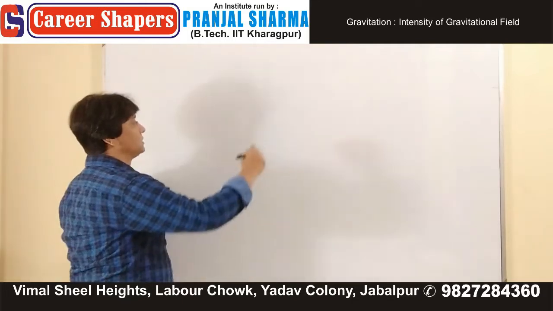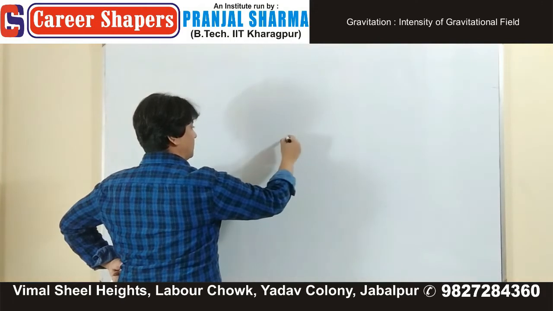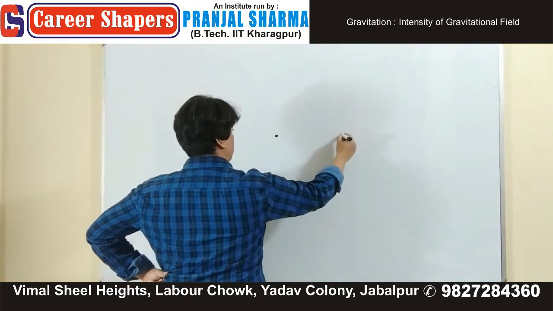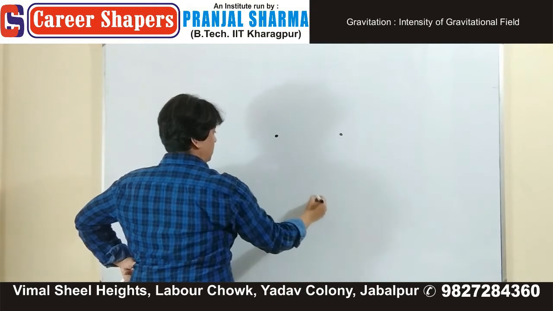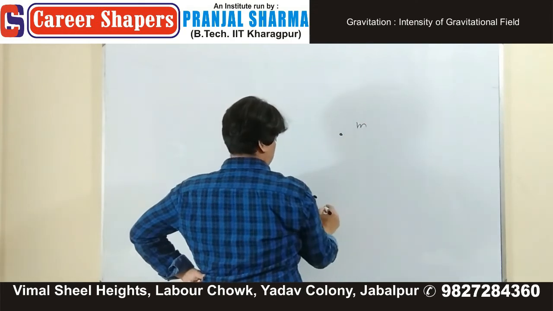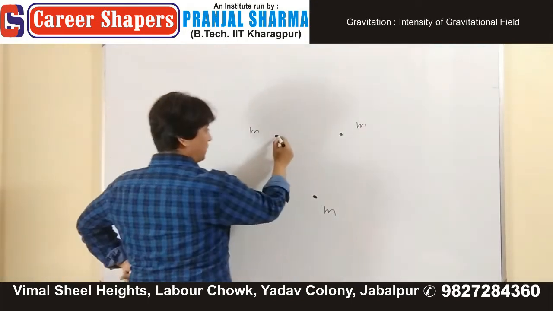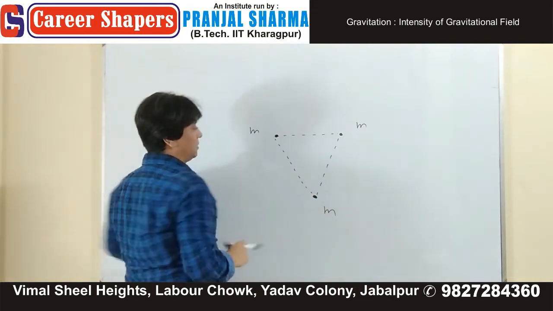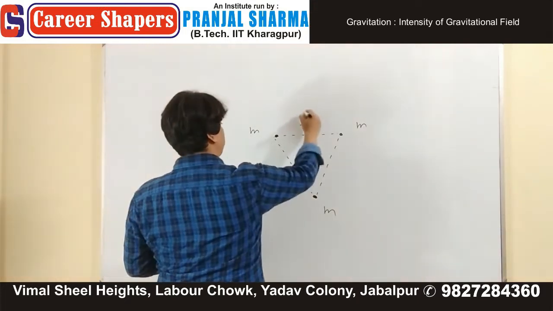Note down this question. There are three identical masses forming an equilateral triangle, and the side length of this equilateral triangle is L.